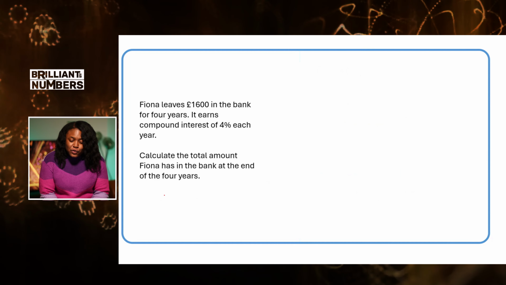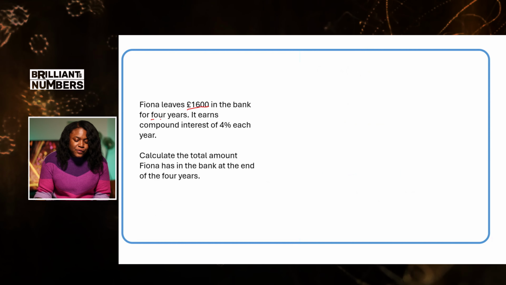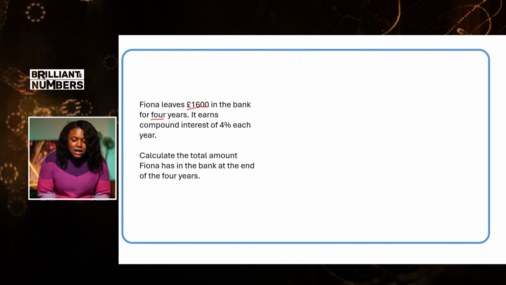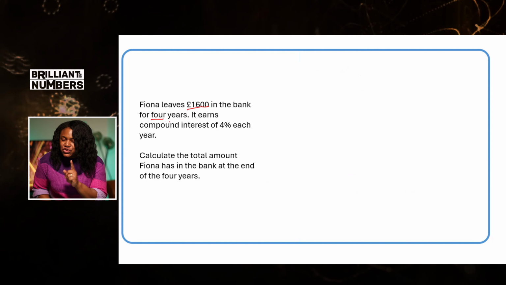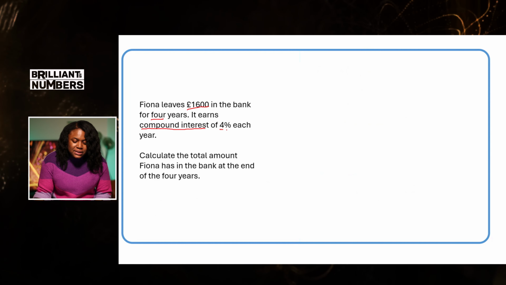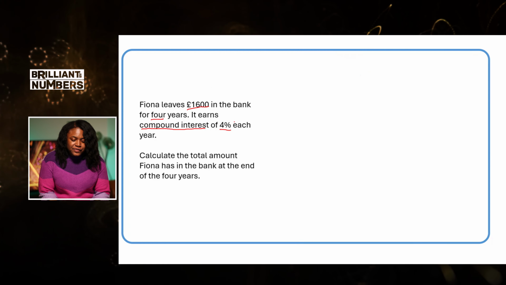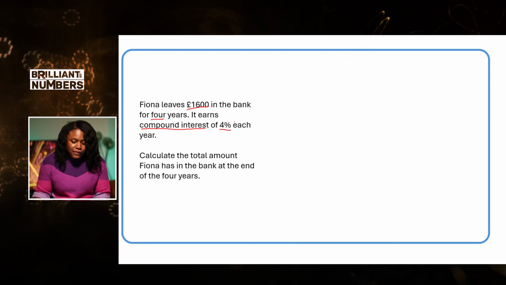£1,600 in the bank for 4 years. So principal, let's underline. Then it's for 4 years, that's our time. It earns compound interest. So this is different from the simple interest at 4% each year. Calculate the total amount Fiona has in the bank at the end of 4 years.